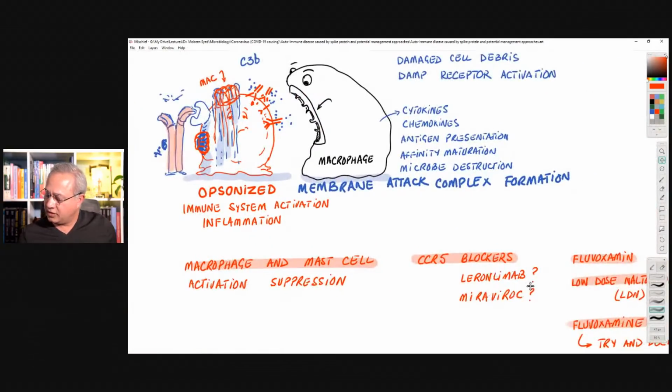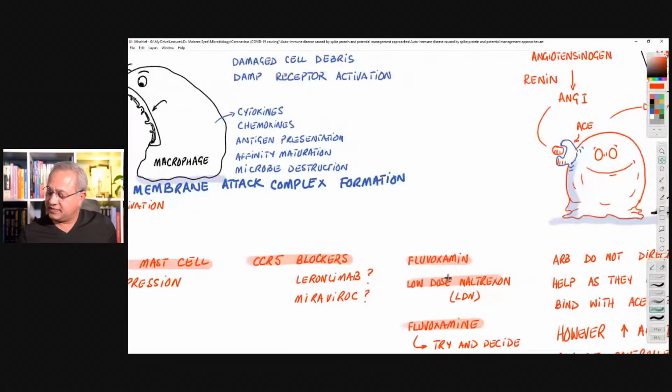Continuing, CCR5 blockers, "ranties," Dr. Bruce Patterson's favorite word. So that may be leronlimab, maybe maraviroc, maybe something else. That is a more targeted modulator of the immune dynamics. There are other drugs as well that may be tried, because at the end of the day, it's going to give a rest to the immune system and reduce the immune responses.